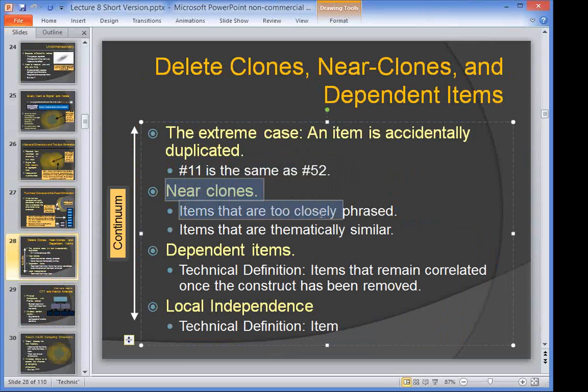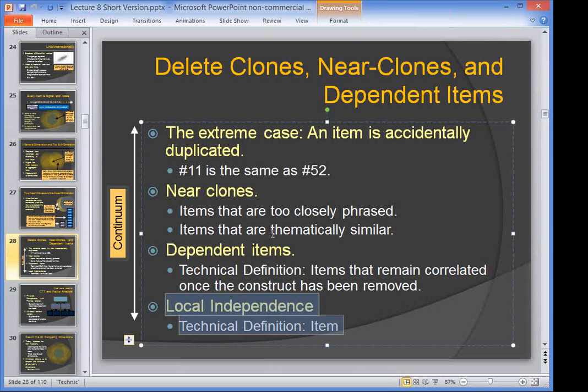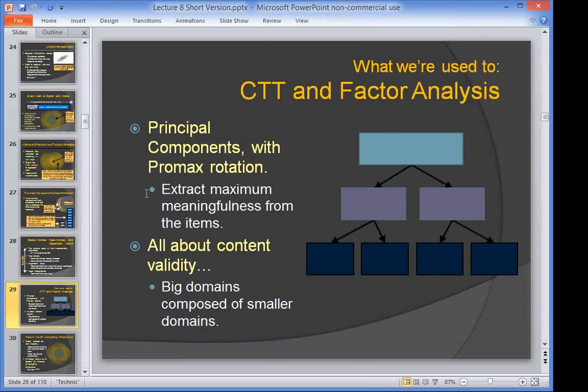You have near clones. You have items that are too closely phrased. They're too similar. You have dependent items in which the phrasing of one item depends upon another item in some way. And then you have the situation of local independence, which is what we want, in which each item is essentially the item residuals. They don't correlate at all. Okay, the correlation between the item residuals is 0. In essence, we can say that the Rasch dimension is the only dimension in the data.